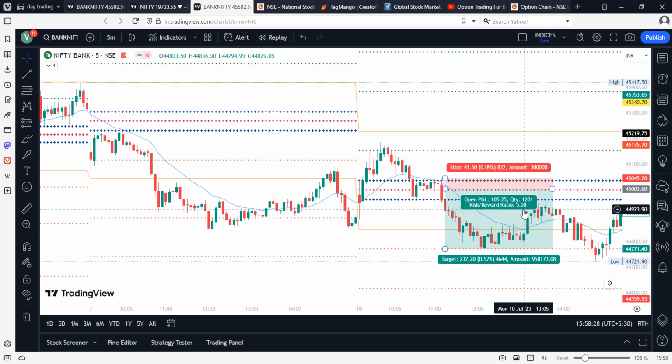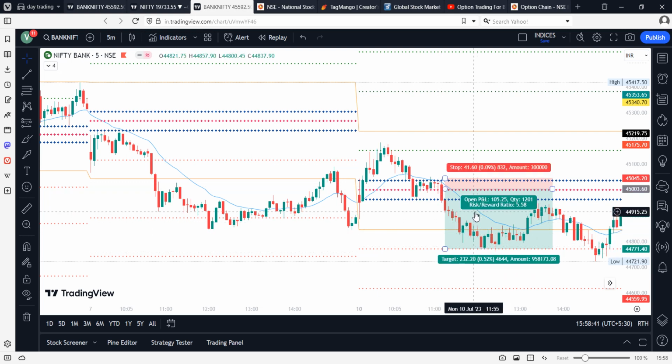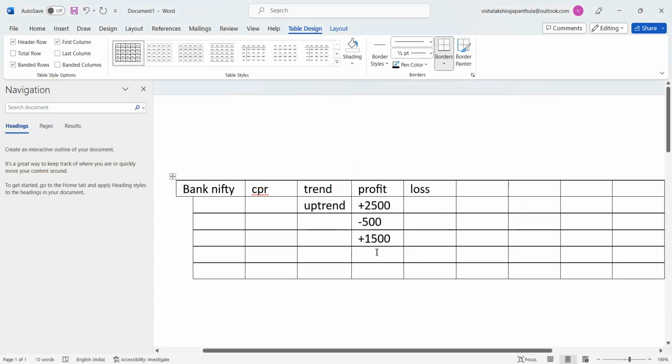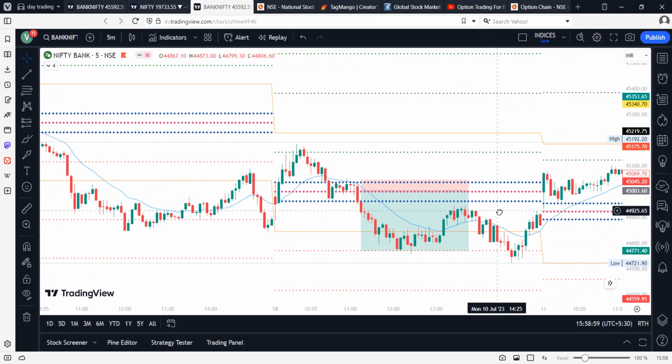Sometimes there are chances your stop loss triggers when the market goes against you, and then it moves in your direction. On this day your target has reached with 1 is to 5 risk reward. We are having plus 2500 here. For each lot we are risking 500, and for 1 is to 5 risk reward, we are going to get 2500.